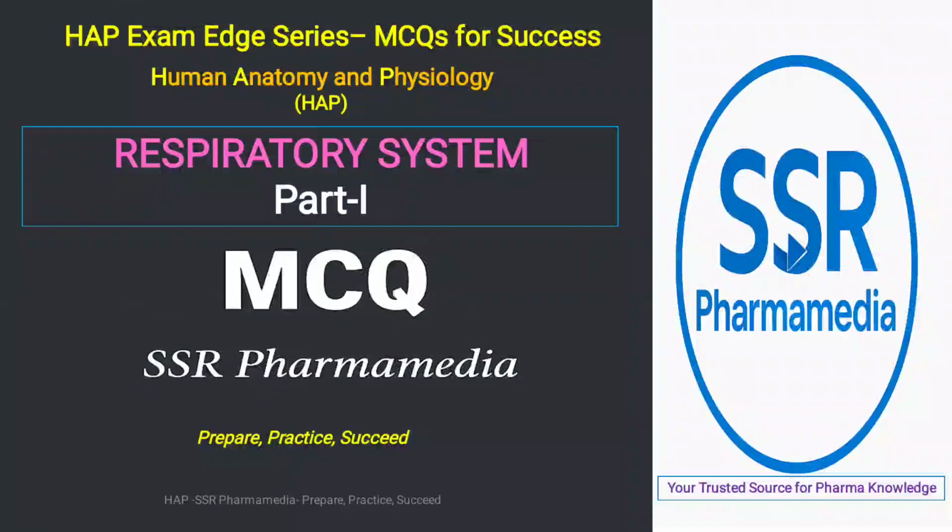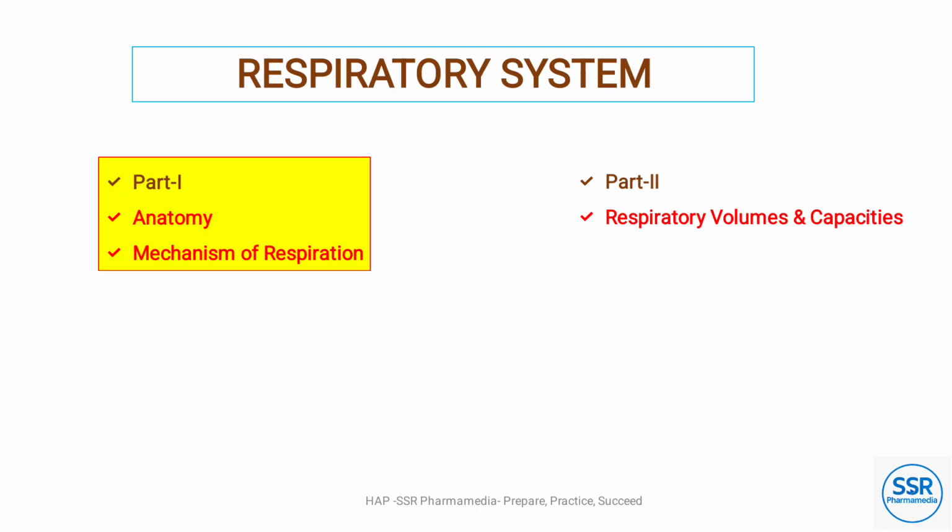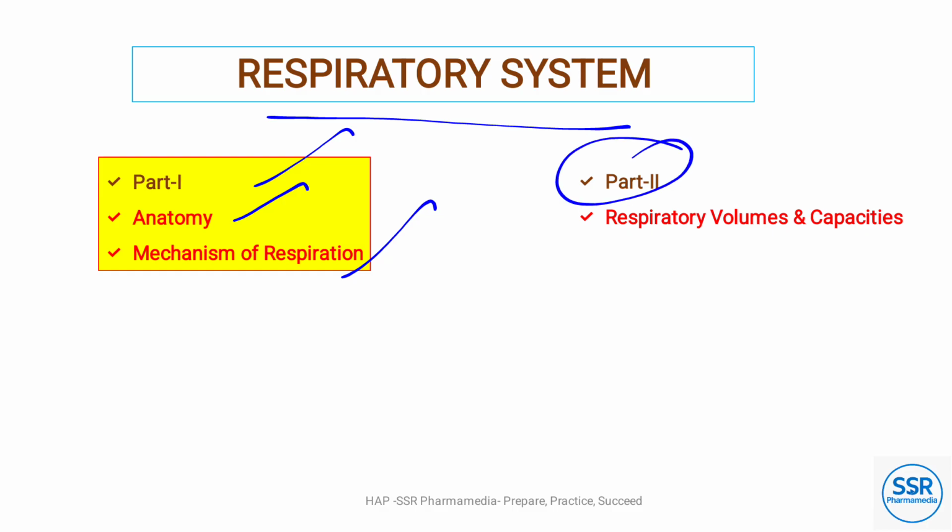Today's series: HAP Exam Series MCQs for Success, Human Anatomy and Physiology. Today we are going to discuss Respiratory System Part 1. Prepare, Practice, Succeed. So today we will discuss Respiratory System Part 1: Anatomy of the Respiratory System, Lungs and Mechanism of Respiration. In Part 2, we will discuss respiratory volumes and capacities.